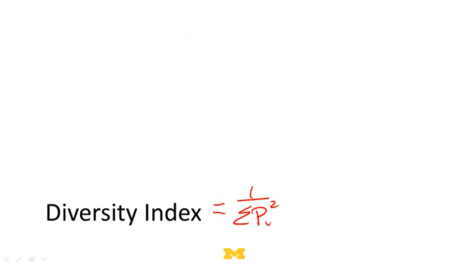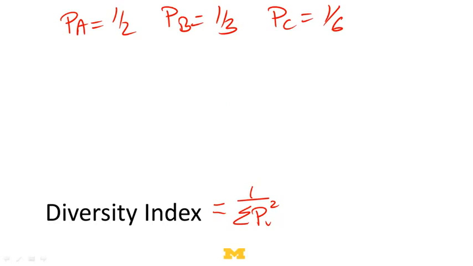Well, let's suppose we have PA is a half, PB is a third, and PC equals a sixth. So what we have here is we've got 3 types, A's, B's, and C's, but they're not evenly distributed. So what we'd like is our diversity index to be maybe a little bit less than 3, because this isn't quite 3 types. So let's see what happens when we get it.